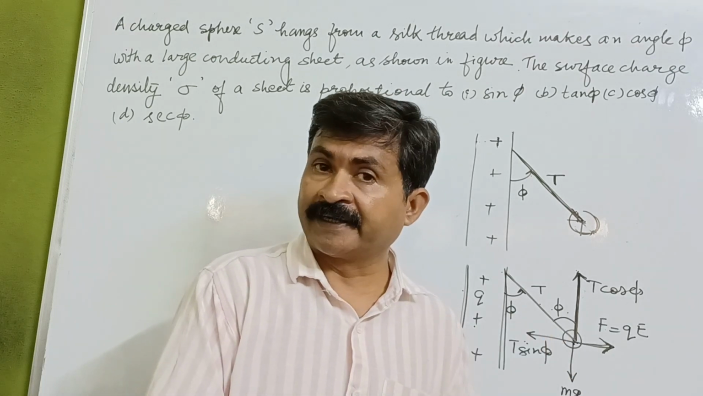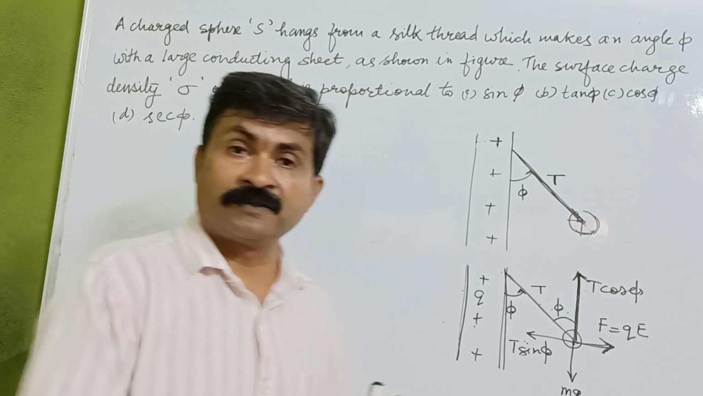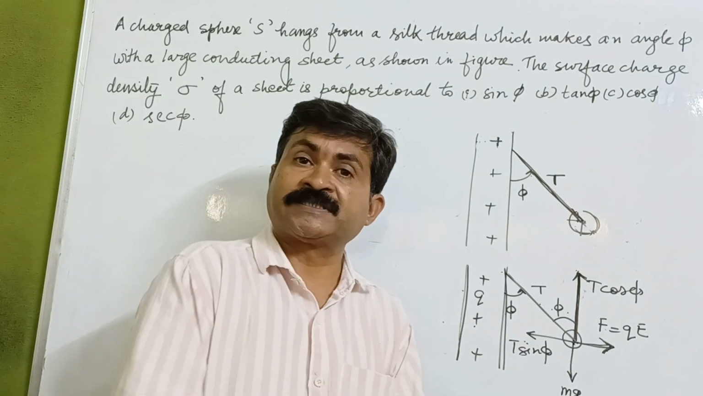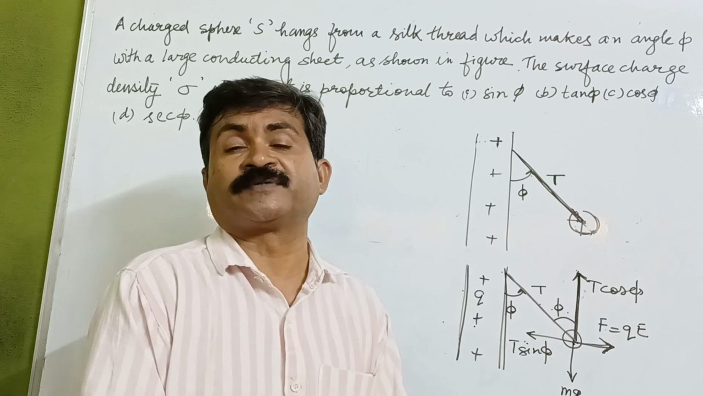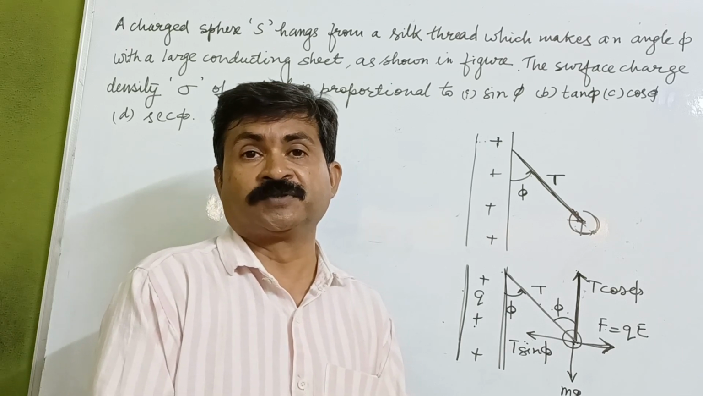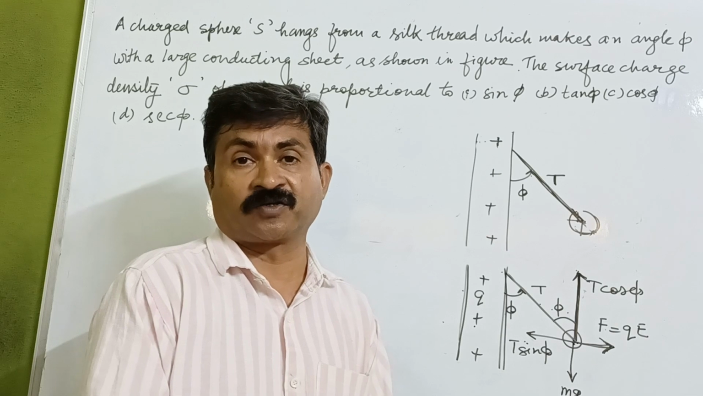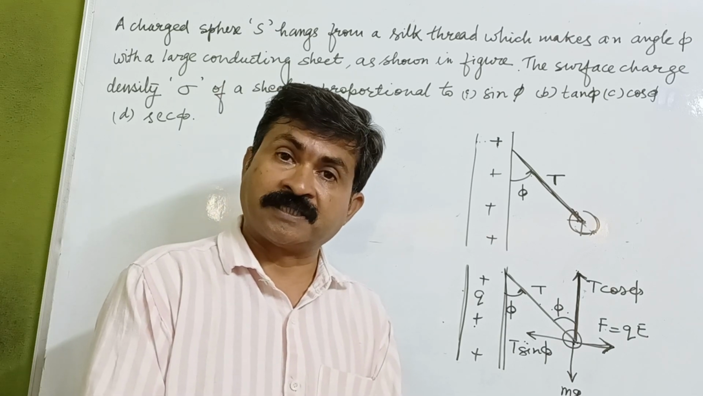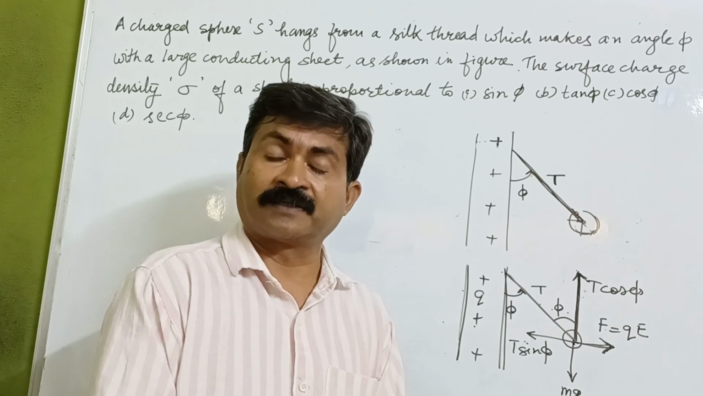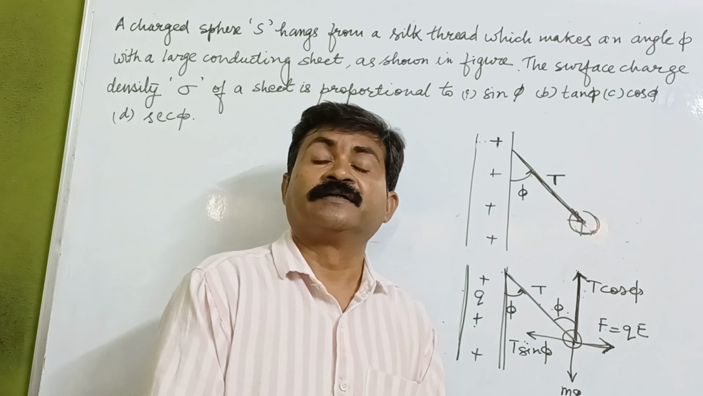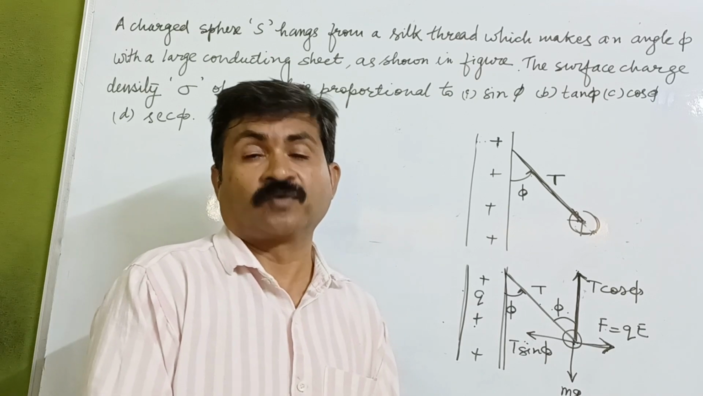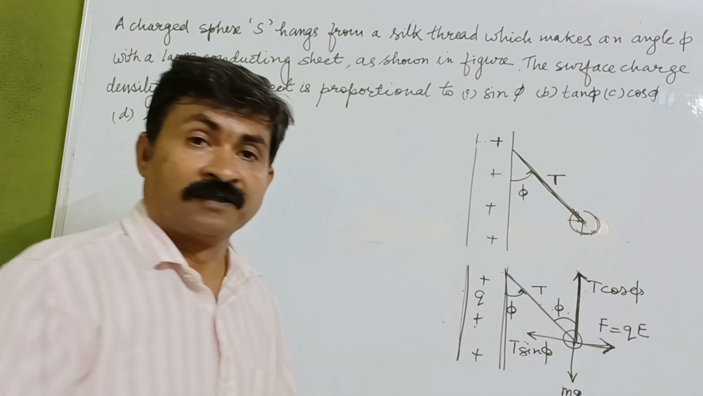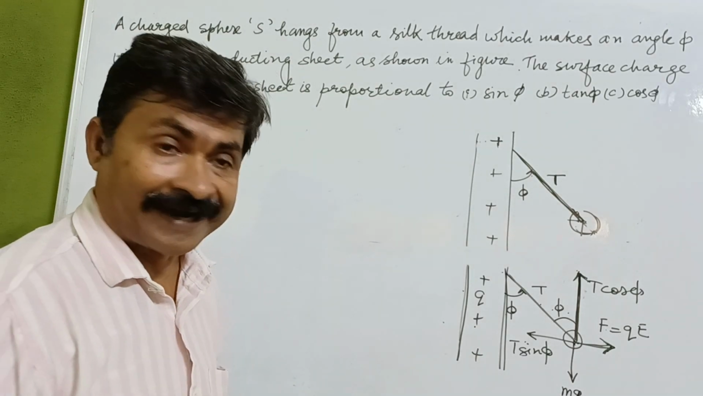Surface charge density is charge per unit area. Sigma represents surface charge density, lambda represents linear charge density, and rho represents volume charge density. The SI unit of volume charge density is coulomb per meter cube, of surface charge density is coulomb per meter square, and of linear charge density is coulomb per meter. Now surface charge density will also have a relation with the electric field.